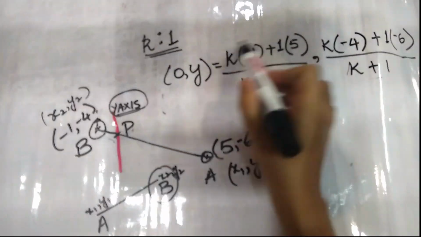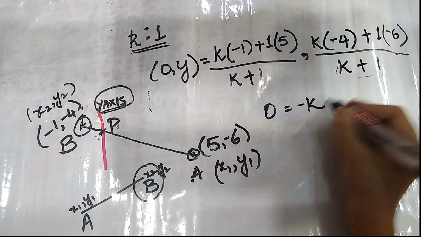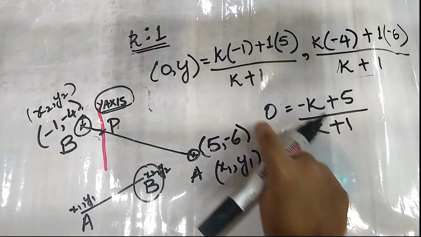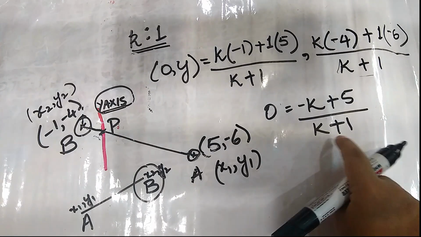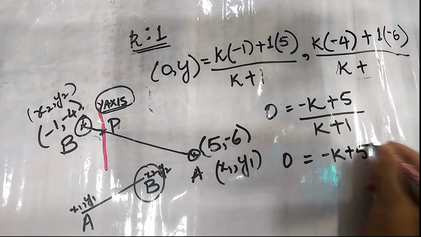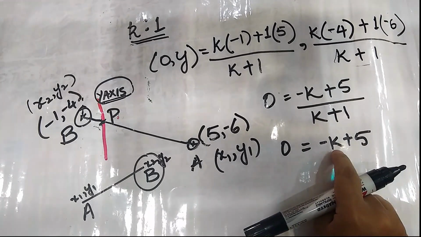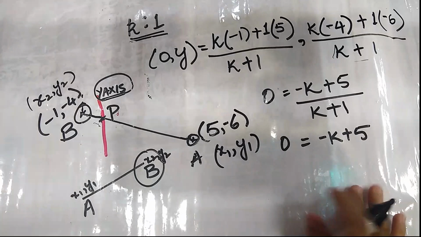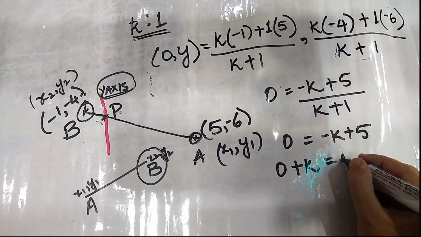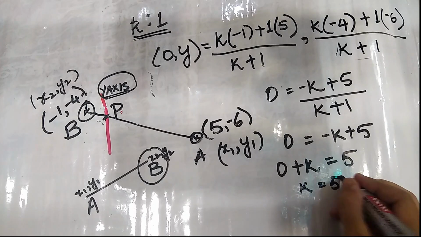So we take this 0 is equal to this equation because it is the x coordinate. So 0 equal to -1 into k is -k plus 5 divided by k plus 1. Now what we can do is, if we take k plus 1 on the other side, it becomes 0. So anything into 0 is anyway 0. So 0 is equal to -k plus 5. Now 0 equal to -k plus 5. What you can do here is, you can take -k on the other side to make it plus k. So it will be 0 plus k equal to 5, right? So now 0 plus k is nothing but k equal to 5.